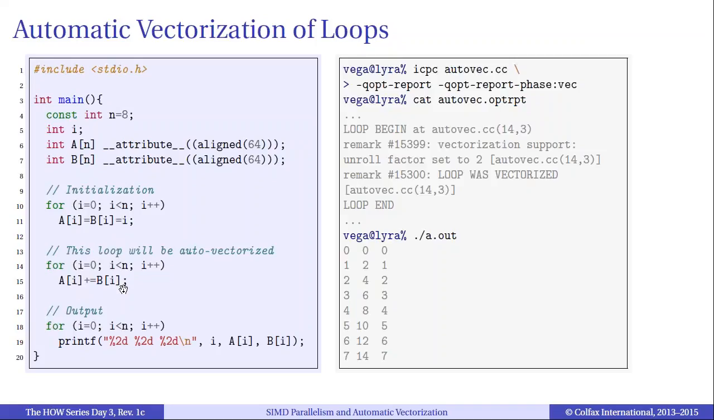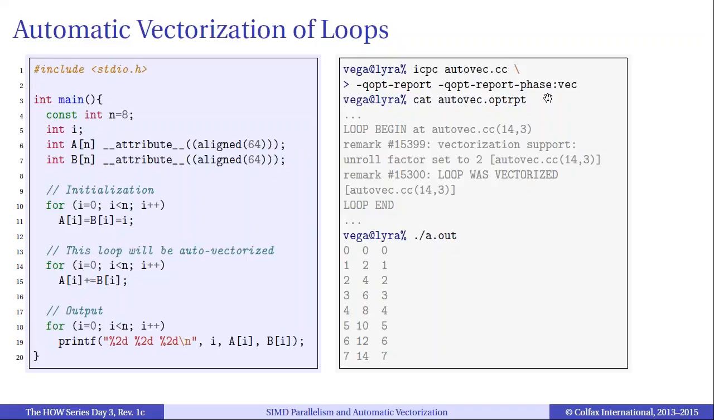When I compile this code with the Intel compiler, by default, without setting any flags, the compiler will try to vectorize it. But I can get diagnostic information on what happened by using these 2 compiler arguments. Well, just one is enough actually. qopt-report. This compiler argument makes the compiler produce a file called autovec.optrpt. Autovec corresponds to the source file name, and this text file contains information about vectorization.